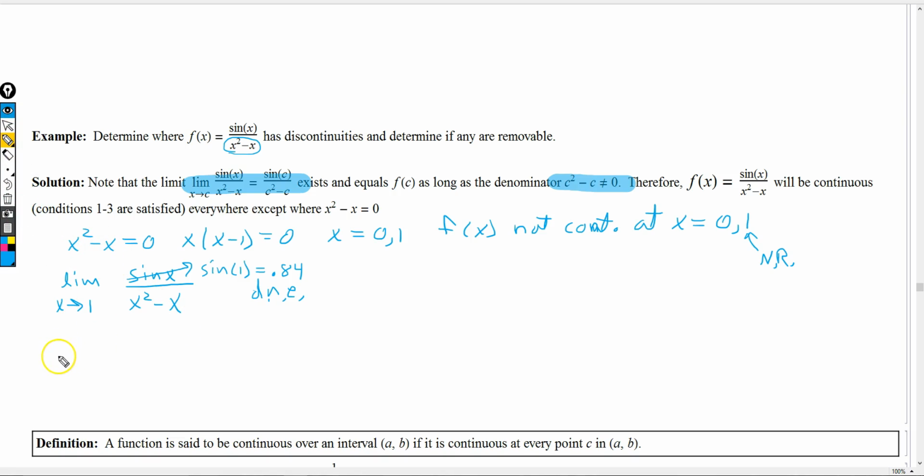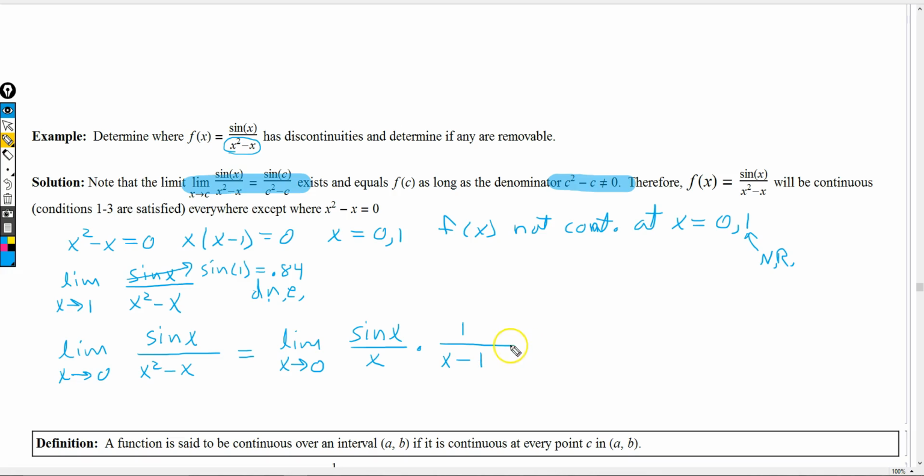So if we look at the limit as x approaches 0 of sine x over x squared minus x, notice that we can write that as sine x over x times 1 over x minus 1. All I did is factor out the x from here, wrote the denominator as x times x minus 1, and then just split the fraction apart like this.